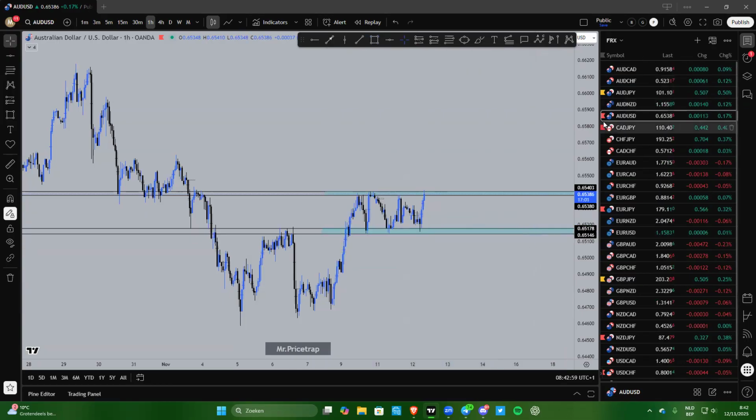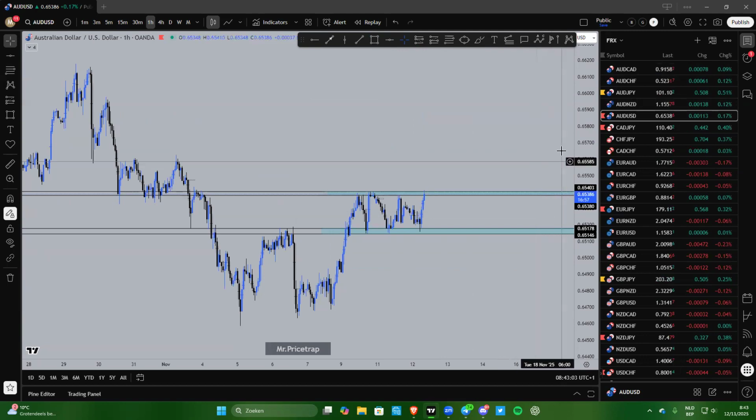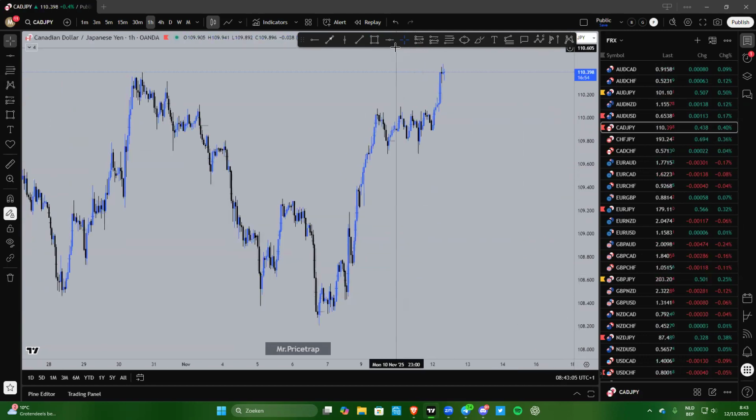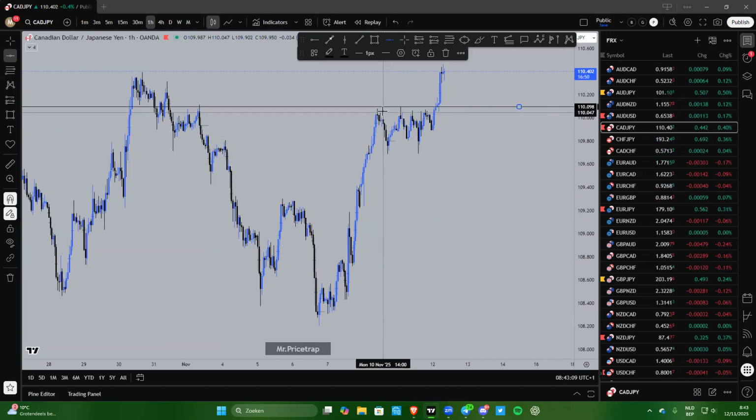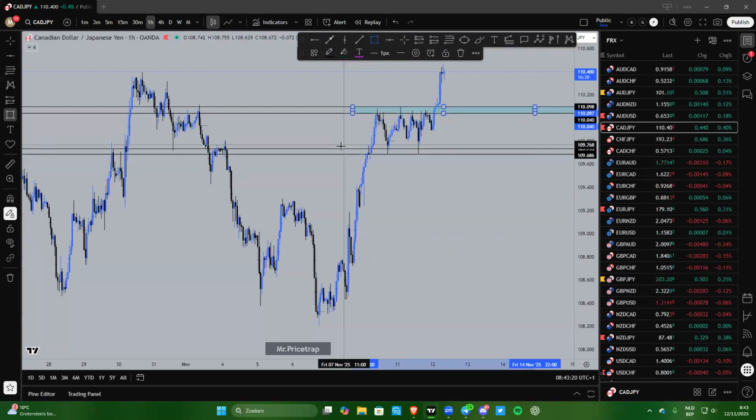Okay, so AUD USD, love it. AUD JPY, also love it. Beautiful structure there that we can work with. CAD JPY, same thing. We can maybe wait for some retests there, follow up that strong move to the upside. There we go. So that's this.